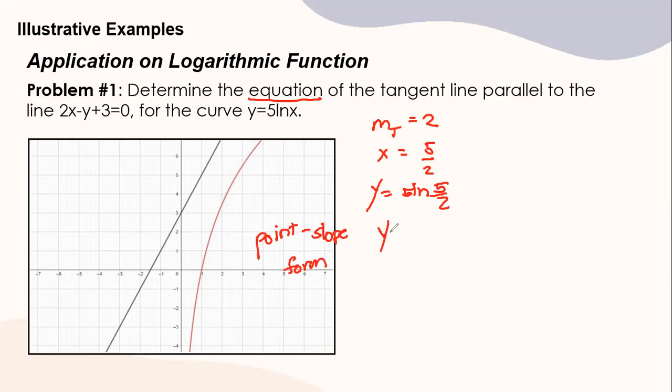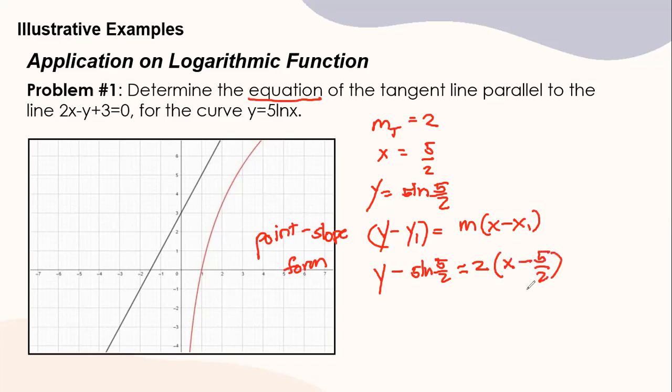So, point slope form is y minus y sub 1 is equal to the slope multiplied to x minus x sub 1. So we have y minus 5 ln of 5 over 2 is equal to the slope, which is 2 multiplied to x minus 5 over 2. Okay, so you just have to simplify. So y minus 5 ln of 5 over 2 is equal to 2x minus 5.